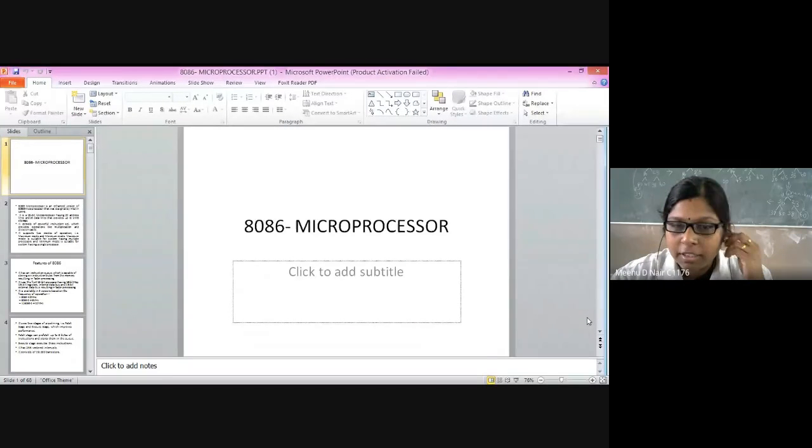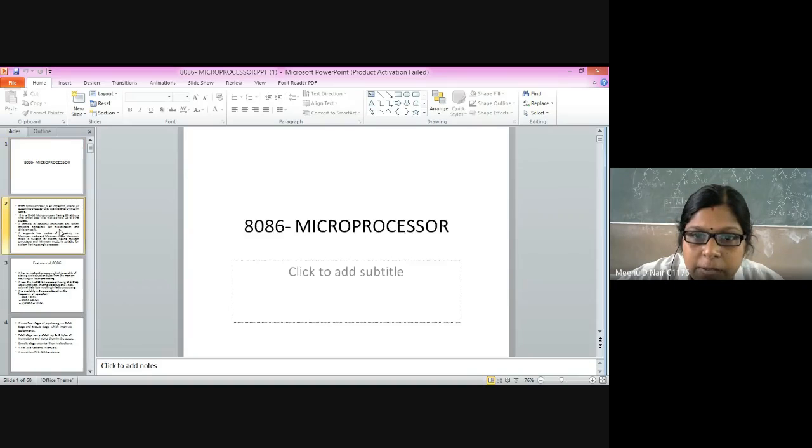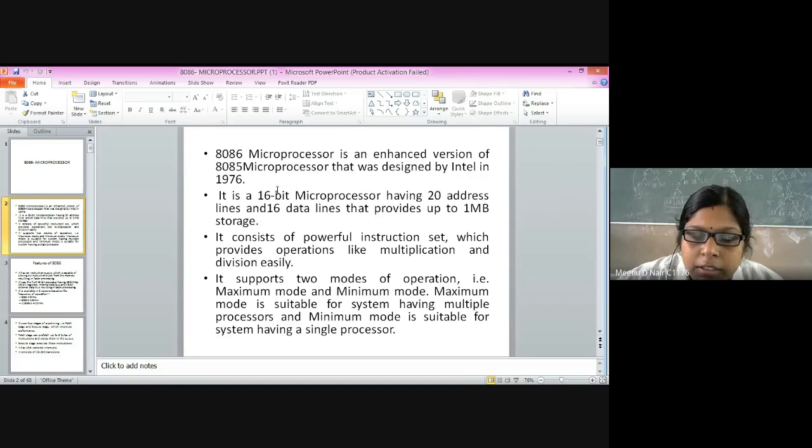So today we are going to study the pending parts of your 8086 microprocessor. That is your last topic in module 3. So we have seen some features of 8086 in the last class. What are the features we have seen there? The most important thing is it is a 16-bit microprocessor and it has 20 address lines.